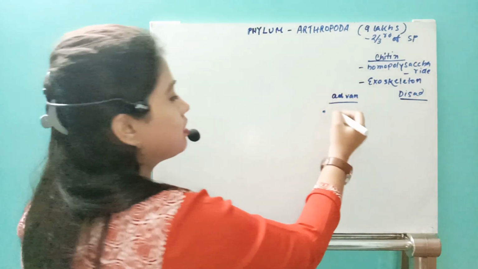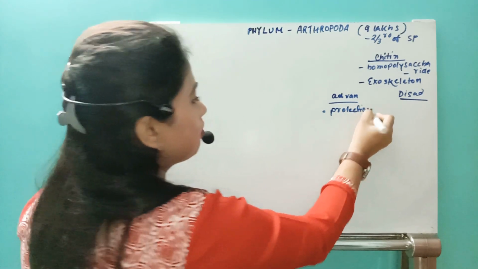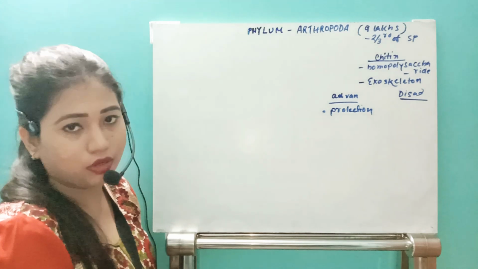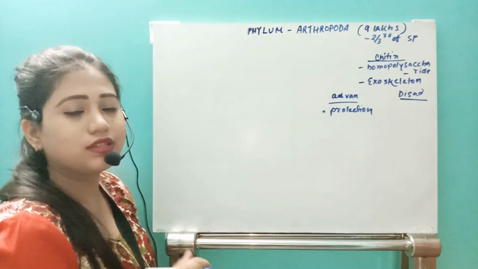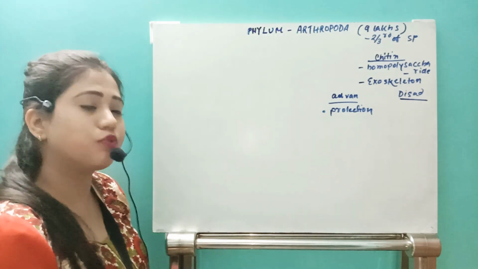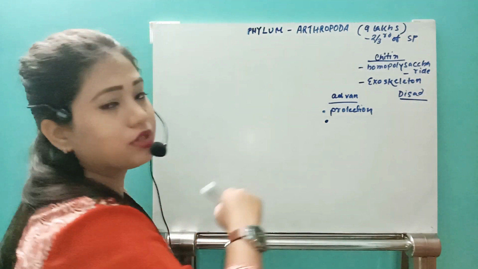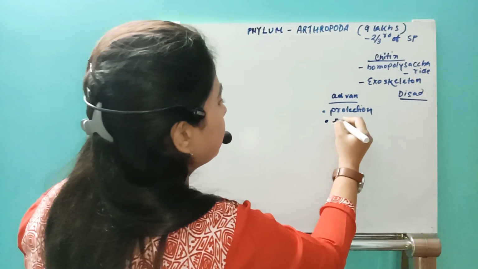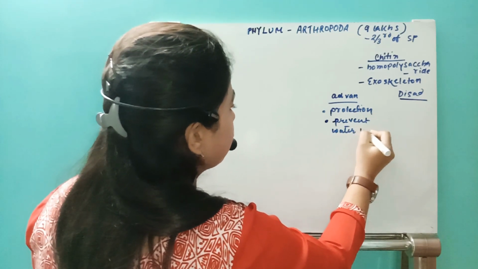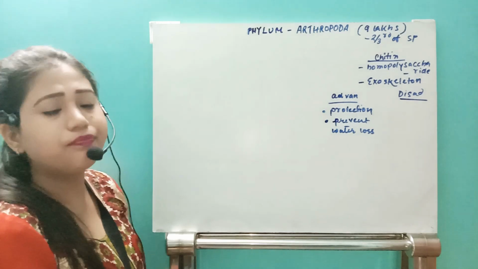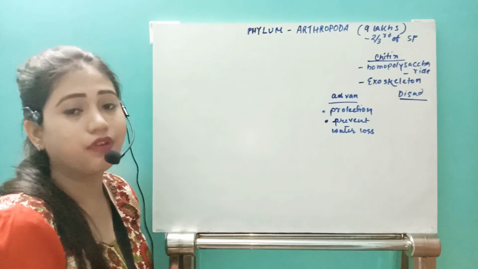First of all, this exoskeleton helps the organism in protection of the visceral organs. That means the visceral organs, the head, the thorax region, will be protected by this exoskeleton. And the second very important advantage is that it will prevent water loss. Remember that this organism can survive in desert also. They can survive in a relatively dry environment.